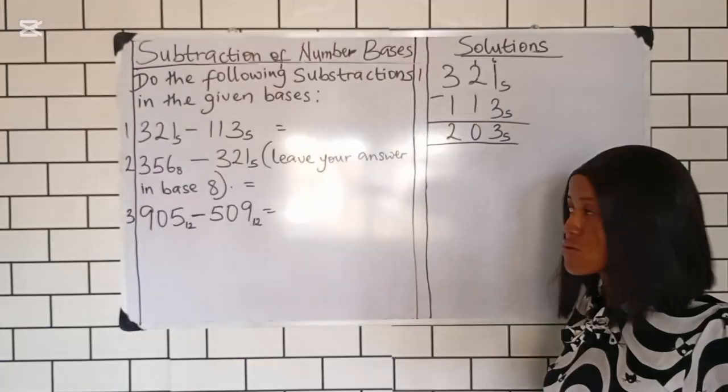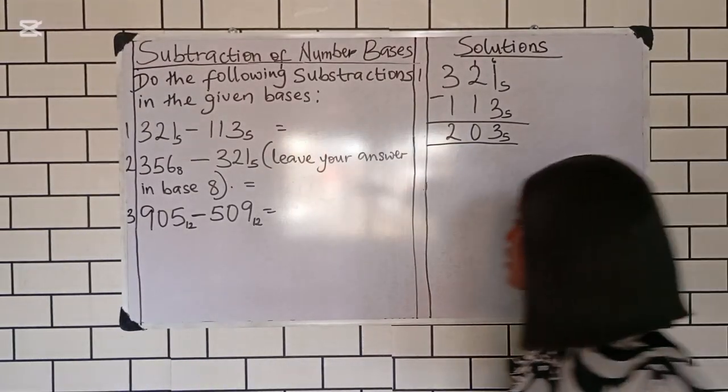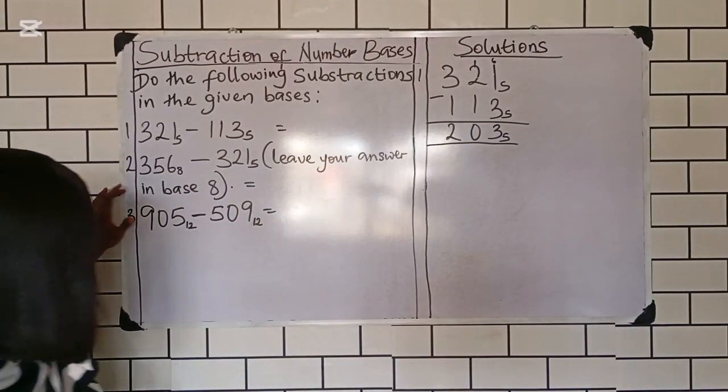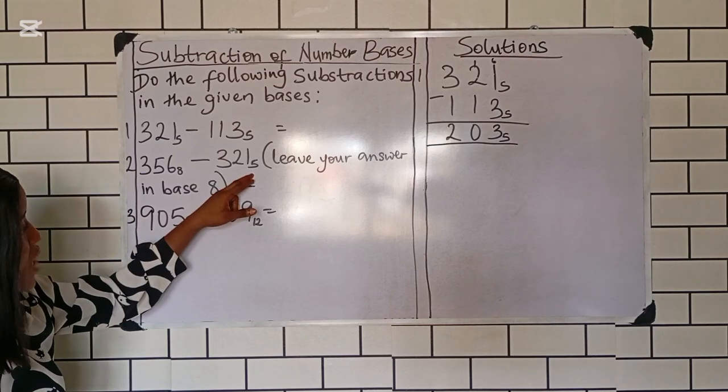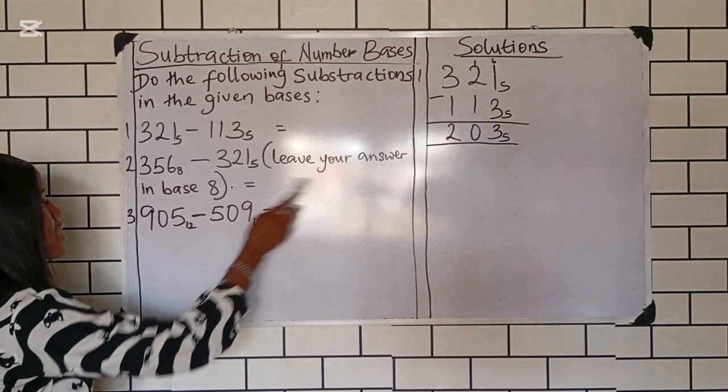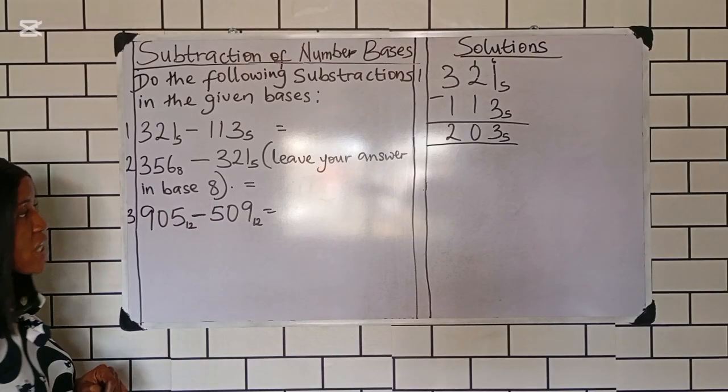Now, question number 2. The first term here is given in base 8, while the second number here is given in base 5. And they ask us to leave our answer in base 8. Therefore, what are we going to do?